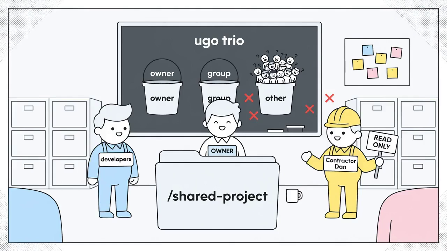Meet Alex, Sam, and contractor Dan. They need to collaborate in a shared project folder, but standard Unix permissions only recognize owner, group, and other, and that trio breaks down fast. Putting Dan in the developers group overgrants him write access, while opening permissions to other exposes the folder to every account on the system. A single group simply cannot capture the messy reality of modern team membership.